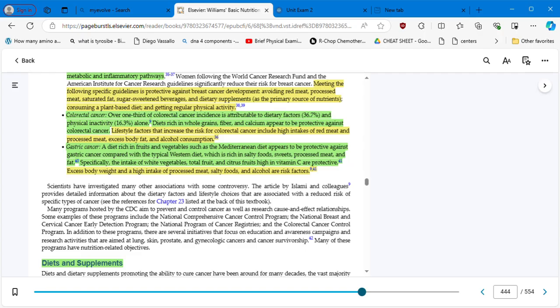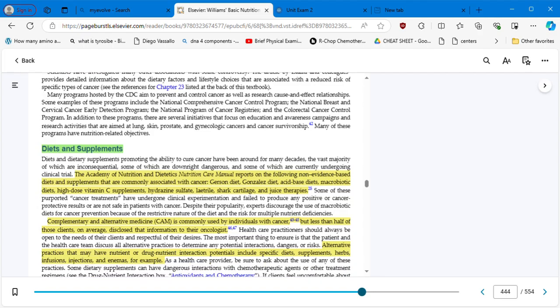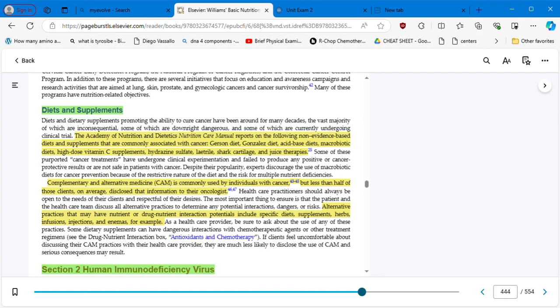Colorectal cancer, over 1/3 of colorectal cancer incidence is attributable to dietary factors and physical inactivity alone. So diets rich in whole grains, fiber, and calcium appear to be protective against colorectal cancer. Gastric cancer, a diet rich in fruits and vegetables such as the Mediterranean diet, which we spoke about before, appears to be protective against gastric cancer compared with the typical Western diet. So diets and supplements, okay.